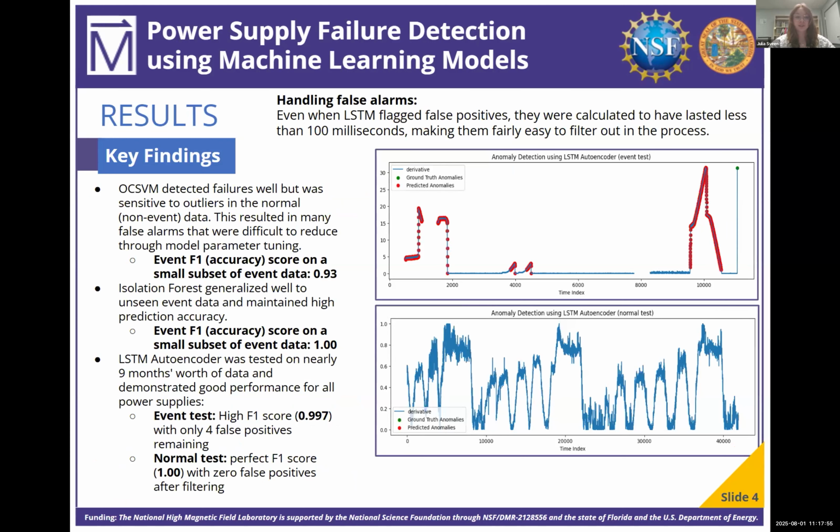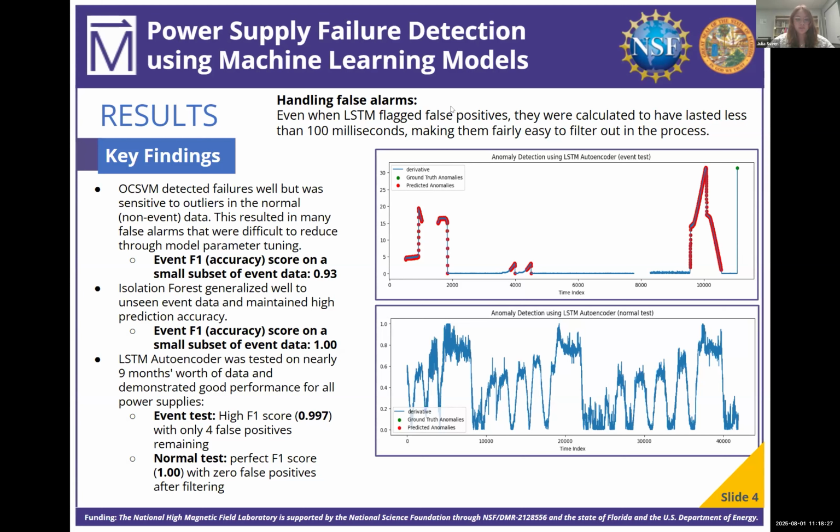Here are the results of what we found. The OCSVM model detected failures, but was very sensitive to outliers, specifically in the normal data, which led to many false alarms even after fine-tuning the model and certain parameters in that model. The isolation forest model generalized better than the OCSVM model and achieved perfect accuracy on our small subset of event data. So not 9 months' worth, but more around the lines of 3 months, I believe. But it was clear that the LSTM autoencoder had the strongest overall performance.